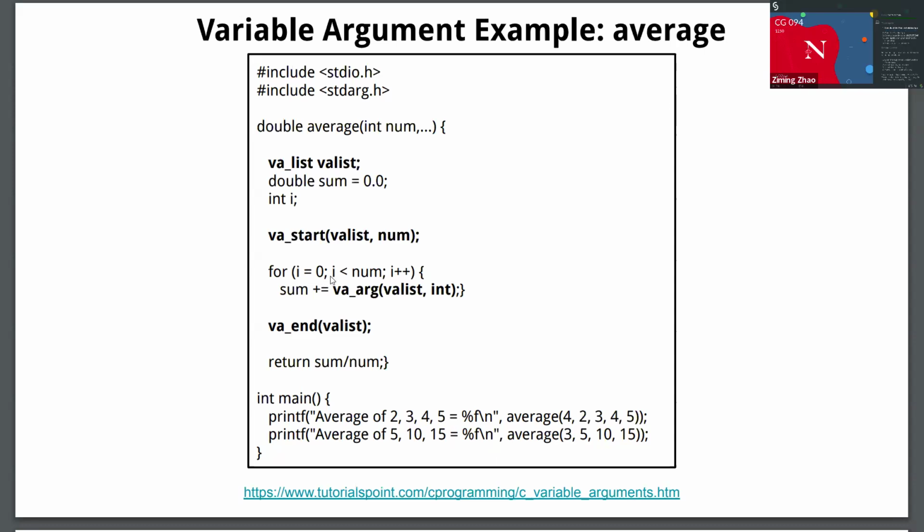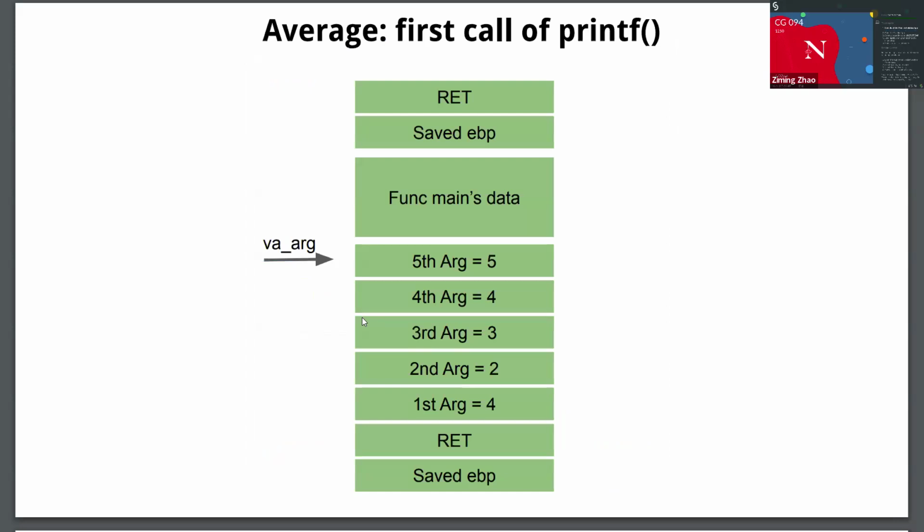Then here we have a for loop, because we know how many integers there are. After we use all the variables, we need to call the va_end function to say that's the end of those variable arguments. Okay. That's it. That's how you can implement a variable argument function in C.